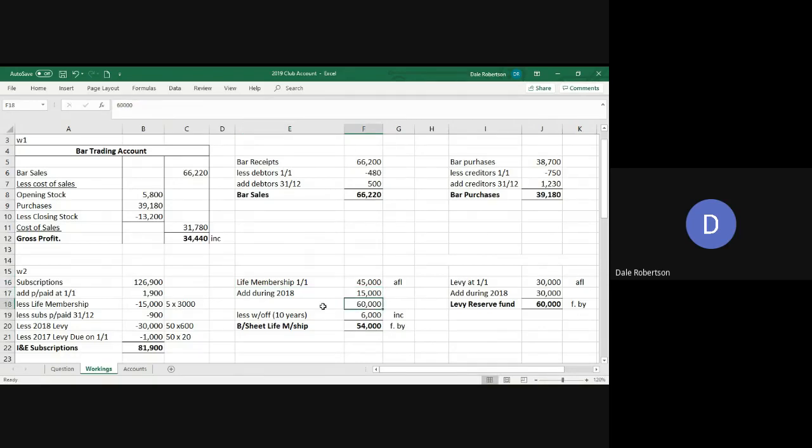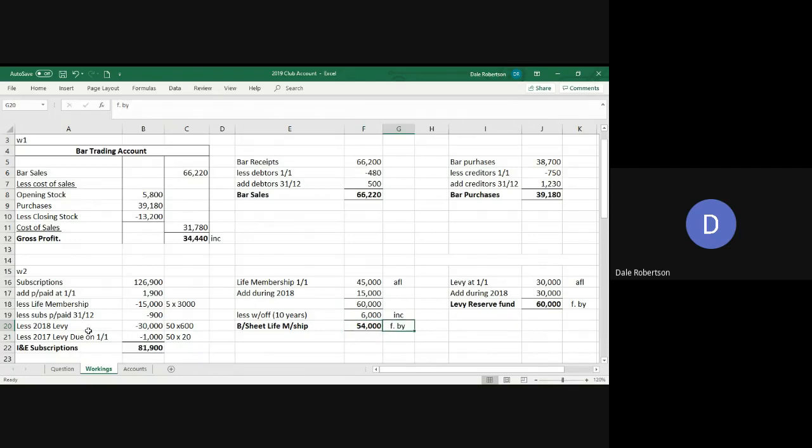And then the question says in note number 5 that the club has decided that life membership is to be credited to the income over a 10-year period commencing this year. So therefore, you're going to write this off over 10 years. If you divide 60,000 by 10 years, it's 6,000 per year. And when you take away that first 6, you're going to be left with 54,000 as your life membership fund at the end of the year. So you take off the 6, which is an income, writing off of a liability, and you're left with a remaining long-term liability of 54,000.